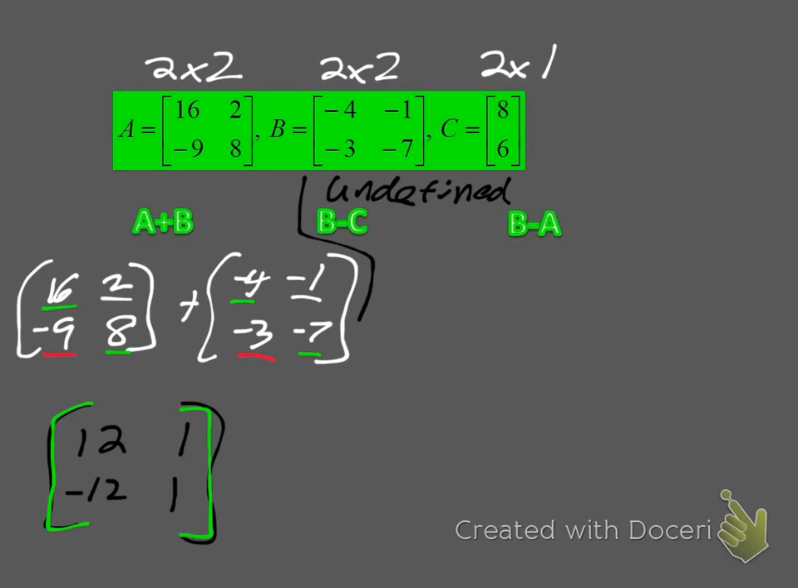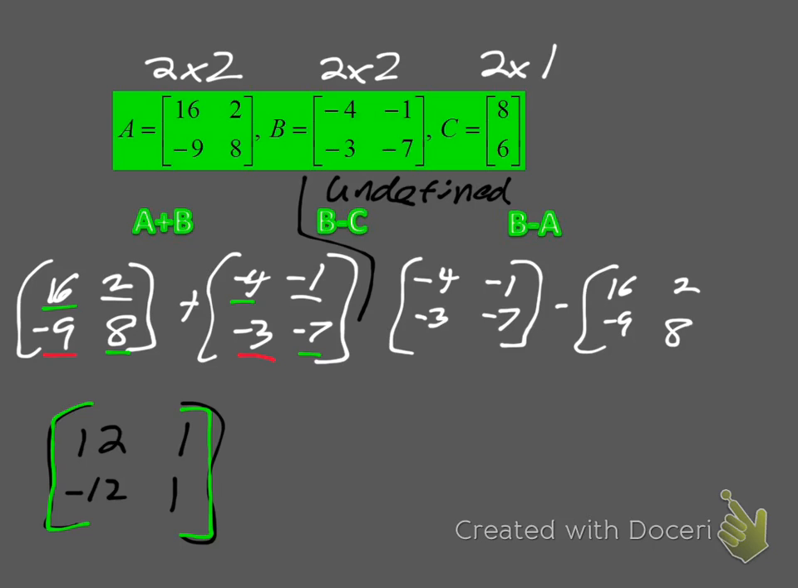Okay, last one, B minus A, 2 by 2 and 2 by 2. So can we do it? Yes, we can, but I feel like Bob the Builder here in this lesson. Can we do it? Yes, we can. Anyways, make sure you put the matrices in the order they ask. That's kind of a tricky one throughout. Make sure you do B first, A second. All right, so negative 4, negative 1, negative 3, negative 7, minus 16, 2, negative 9, and 8.